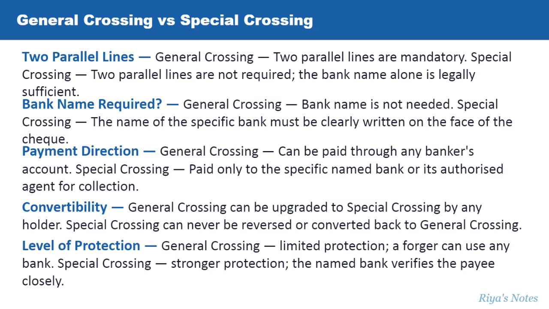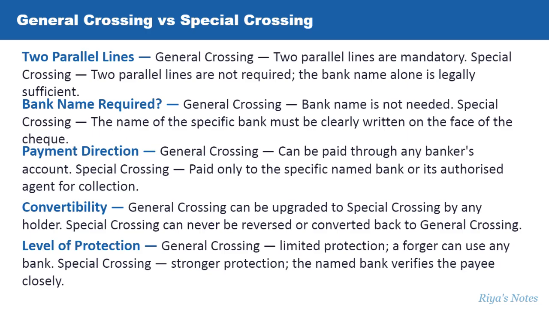General crossing versus special crossing. Two parallel lines: general crossing, two parallel lines are mandatory. Special crossing, two parallel lines are not required. The bank name alone is legally sufficient. Bank name required? General crossing, bank name is not needed. Special crossing, the name of the specific bank must be clearly written on the face of the check.